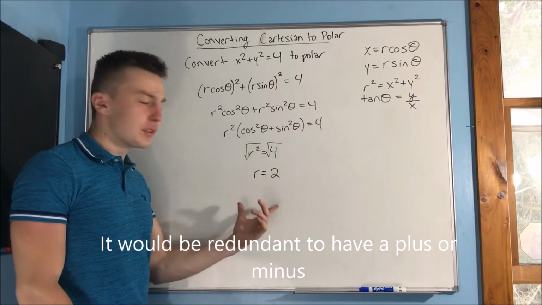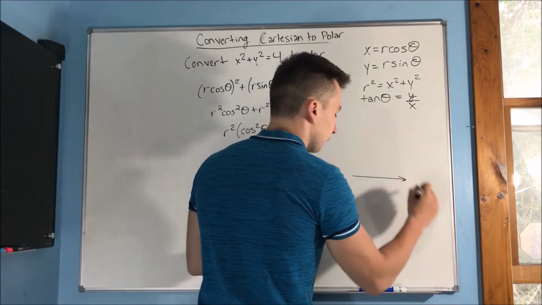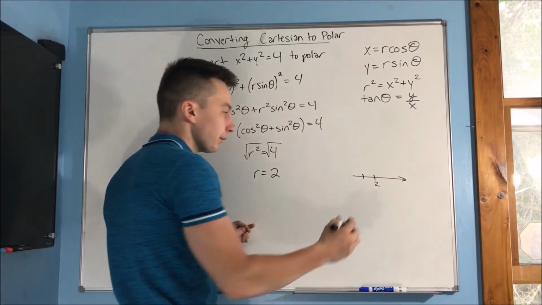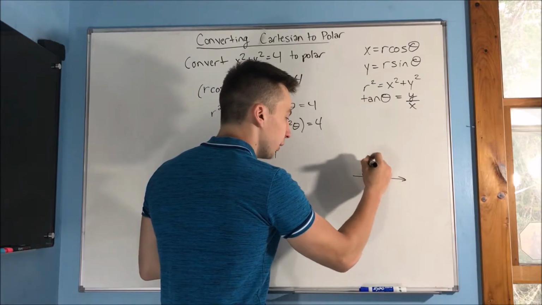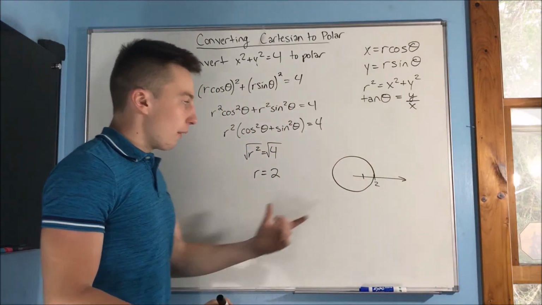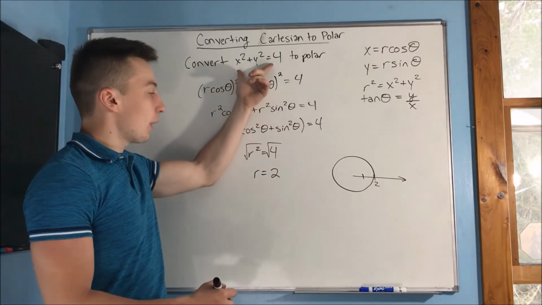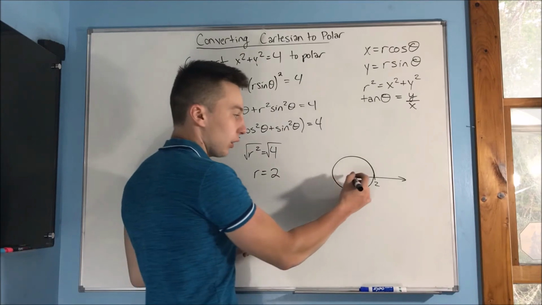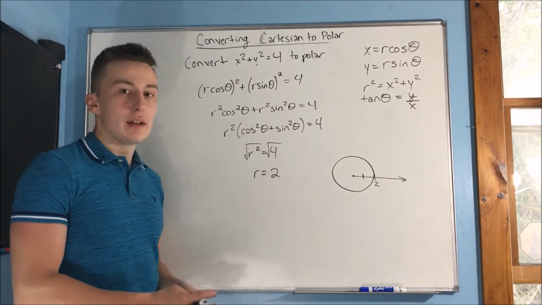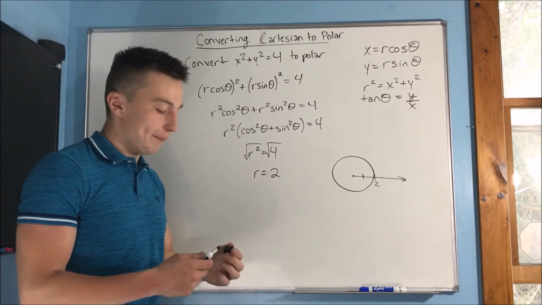Now real quick, what does this r equals 2 graph look like? If we have our polar axis here, and we tick off 1, 2, well, r equals 2 is just going to be a circle. So what does that remind you of? That's the same exact thing as x squared plus y squared equals 4. It's a circle with the radius of 2. So you can see how this makes sense coming from that circle.